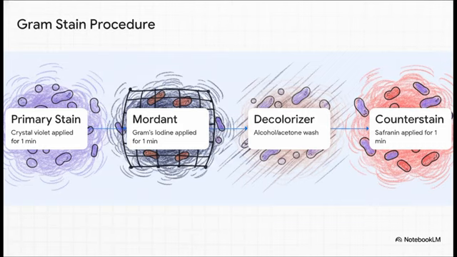First up, apply the primary stain, crystal violet, for 1 minute. Bam, everything turns purple. Second, you add the mordant, Gram's iodine. This acts as a trap to lock that purple dye inside the cells. Third, and pay attention, because this is the absolute most crucial step, you wash the slide with an alcohol or acetone decolorizer for just a few seconds. Finally, step 4, you counterstain with safranin for 1 minute.